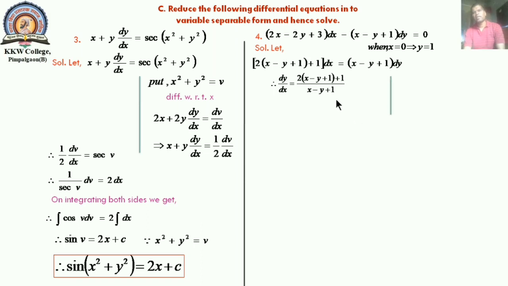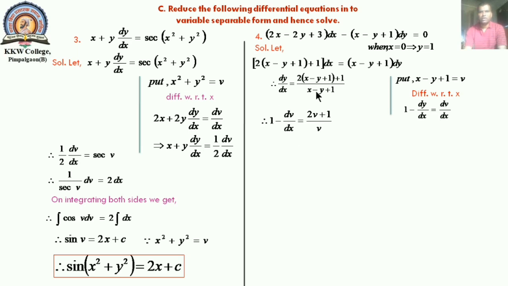The substitution is: let x minus y plus 1 be v. On differentiating, we get the derivative of x is 1, the derivative of minus y is minus dy by dx, the derivative of 1 is 0, and the derivative of v with respect to x is dv by dx. Now dy by dx is equal to 1 minus dv by dx. Putting the value here, 2 into (x minus y plus 1) becomes 2 into v, plus 1. Simplifying the terms, we get dv by dx is equal to 1 minus 2v minus 1, and you will get minus (v plus 1) of dv by dx.